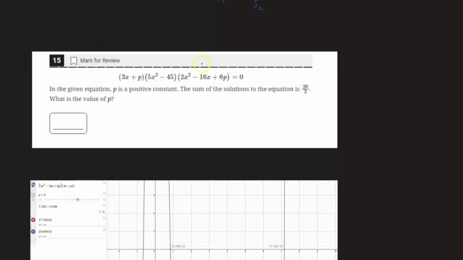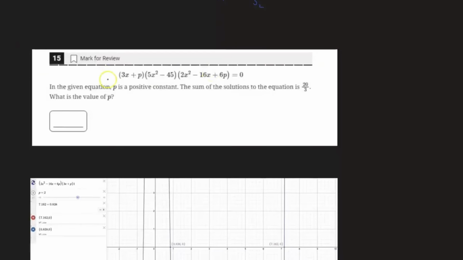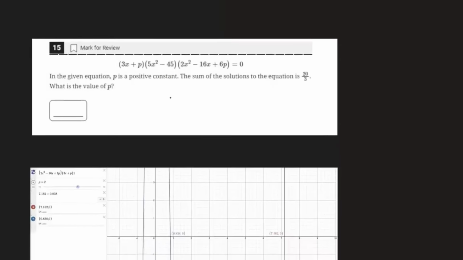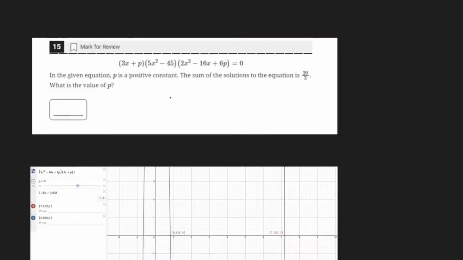So question 15. It says, in the given equation, p is a positive constant. The sum of the solutions to the equation is 20 over 3. What is the value of p? All right, so this is actually a really interesting question that you have to be able to synthesize using Desmos, right? Desmos is your best friend, and it is pretty much like a cheat code. So I'll show you how it works.